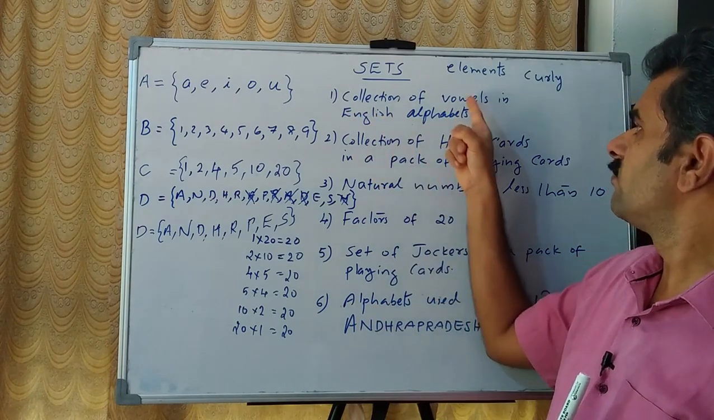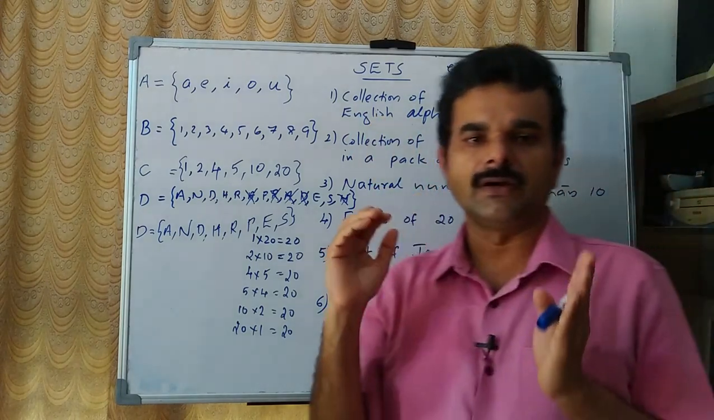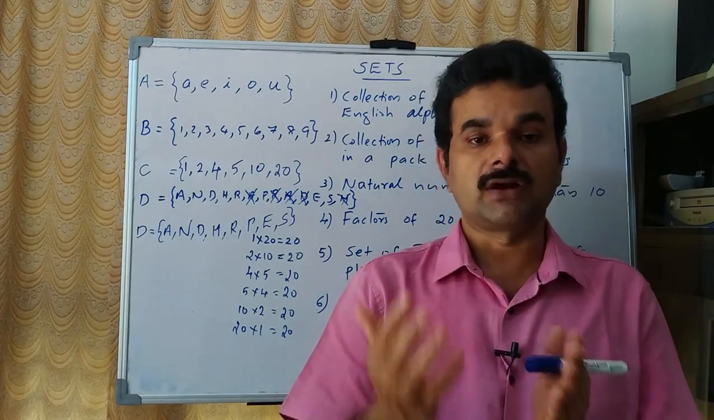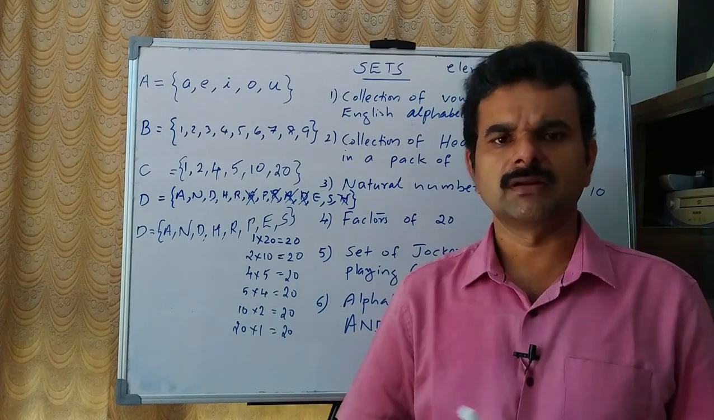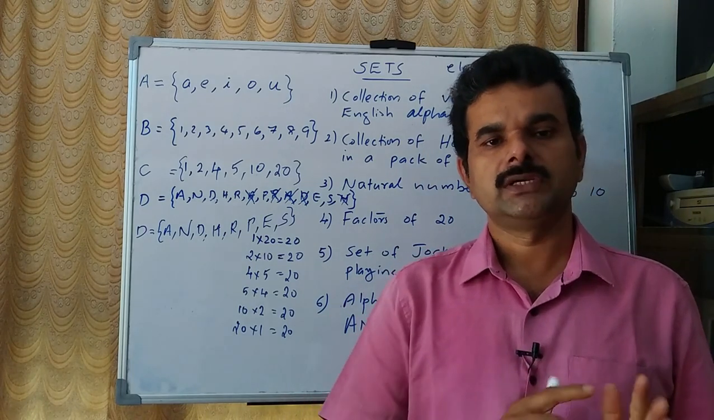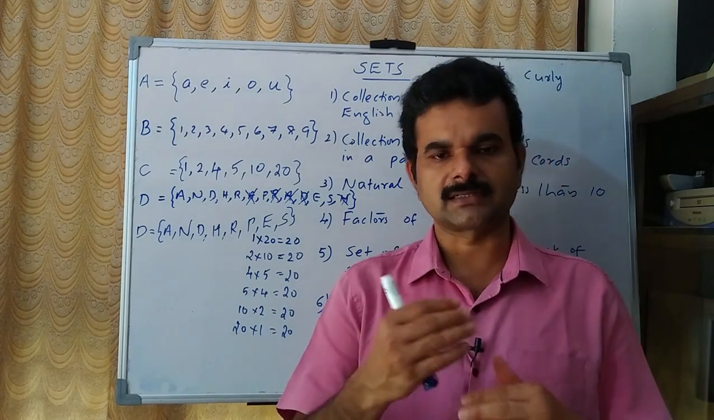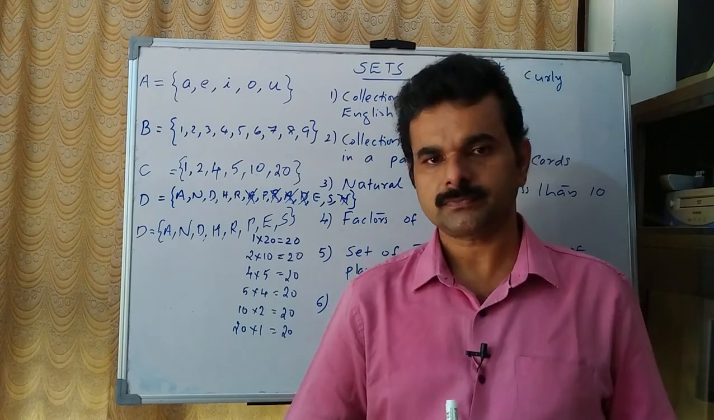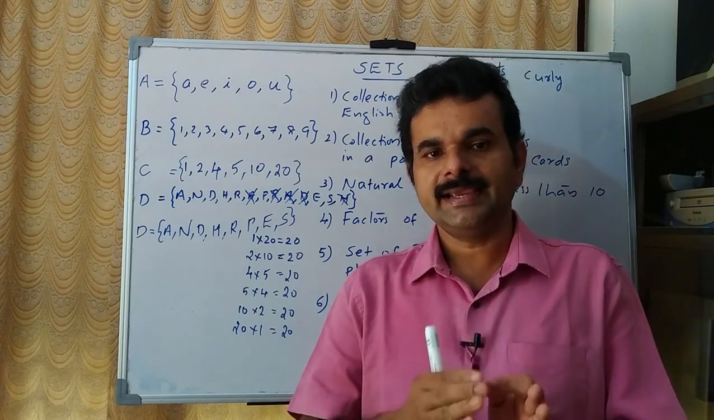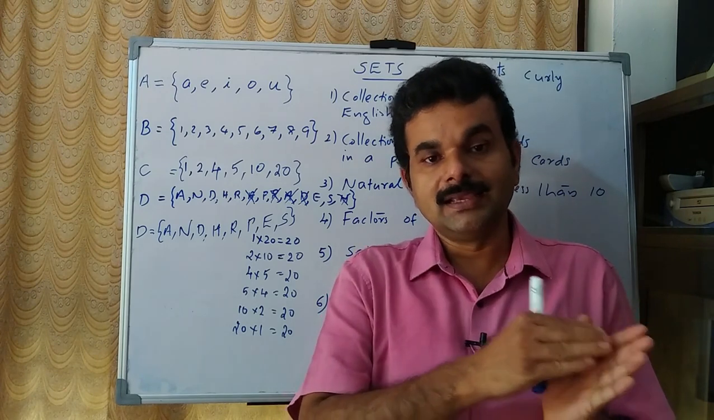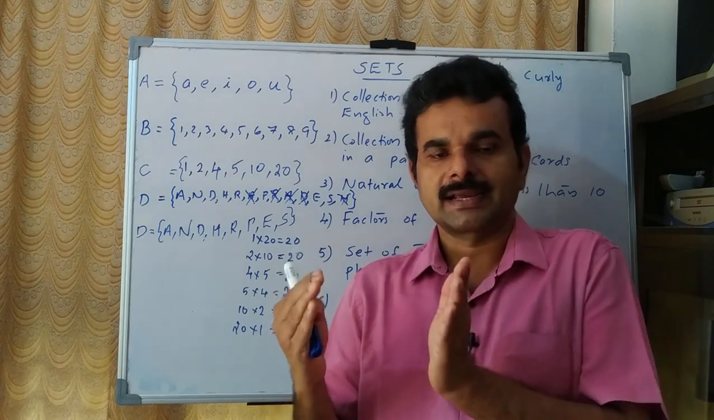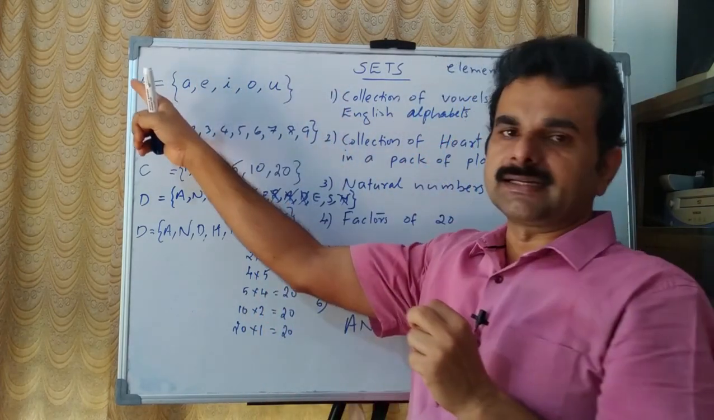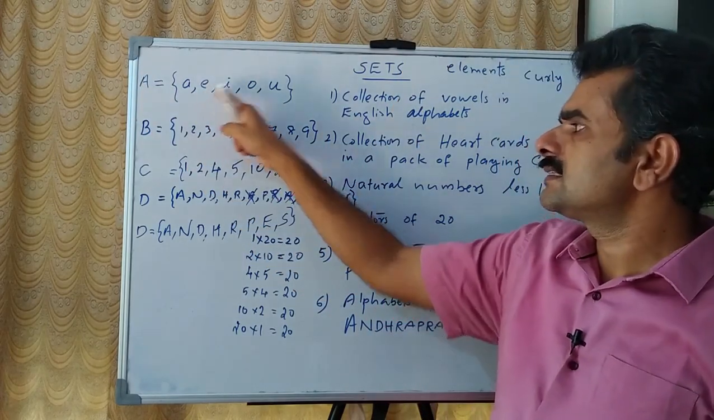See, collection of vowels in the English alphabet. When you are asked to announce different vowels used in the English alphabet, then you will say A, E, I, O, U. These are the vowels. A, E, I, O, U are clearly defined, and we are categorizing these letters in curly brackets. Then it is a set.